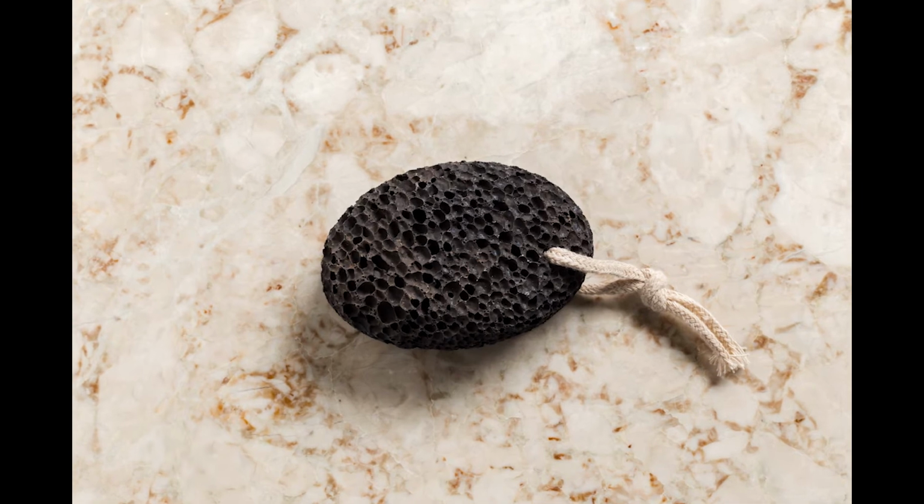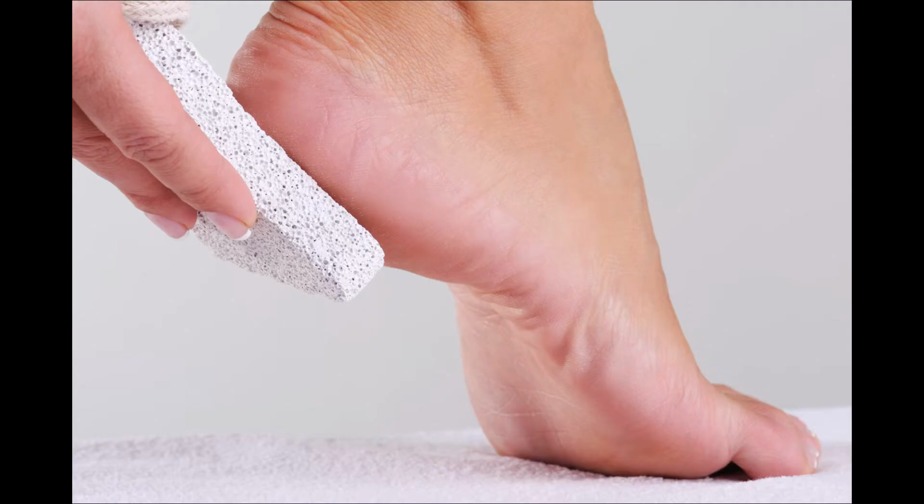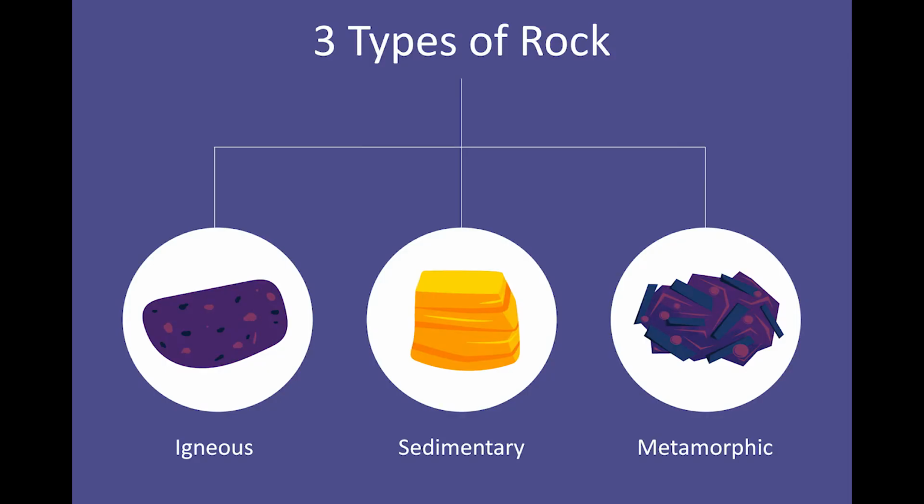Have you ever seen a pumice rock sat next to someone's bathtub? These rough rocks are often used to rub off dead skin from people's feet. It is even used in toothpaste and cosmetics. The second category we're going to look at is sedimentary rock. Let's take a look at how these form.